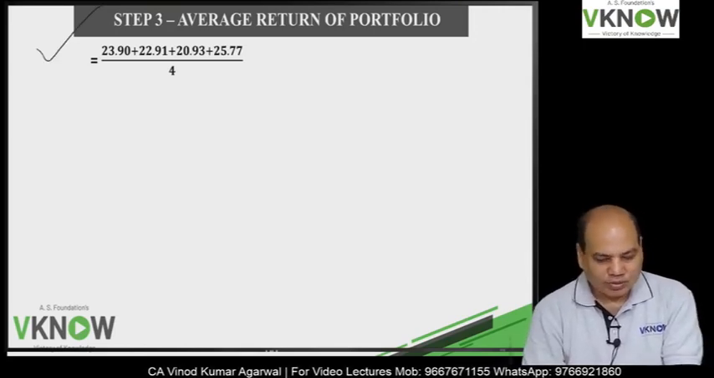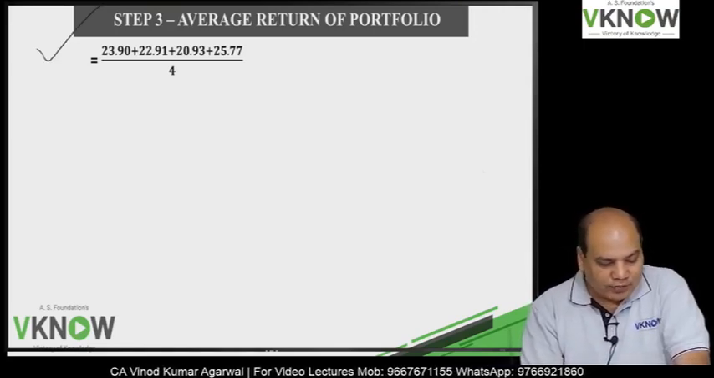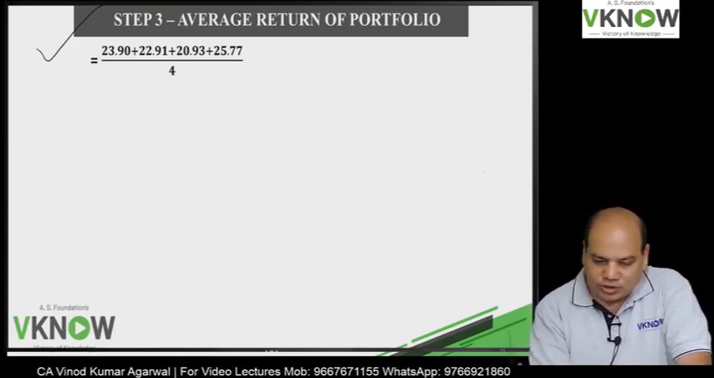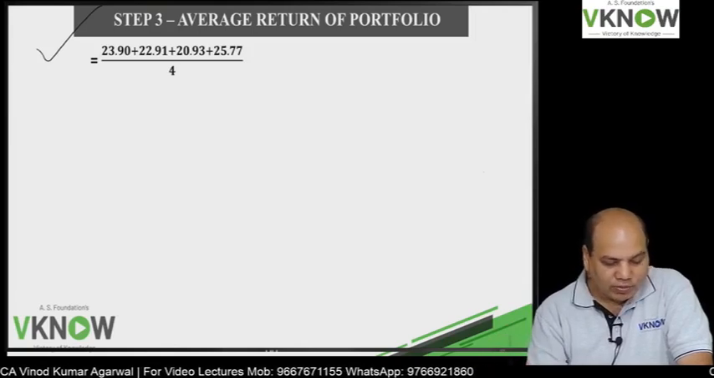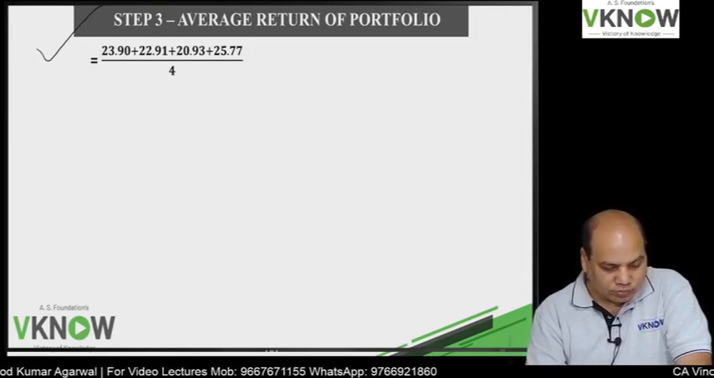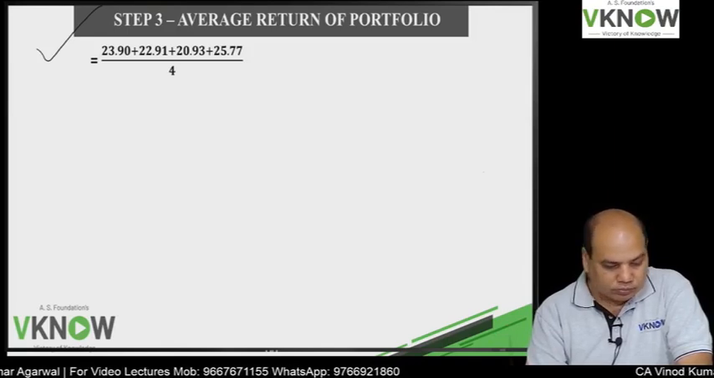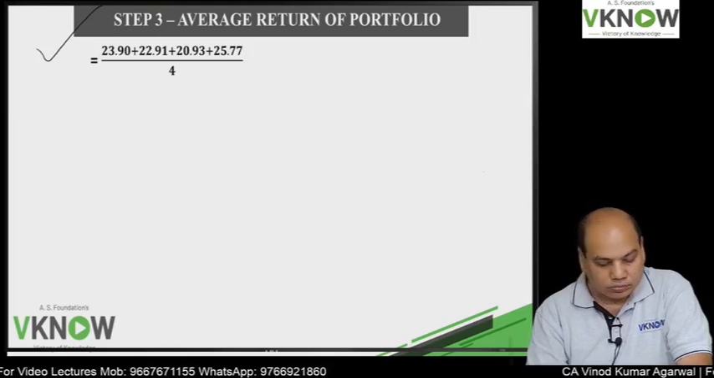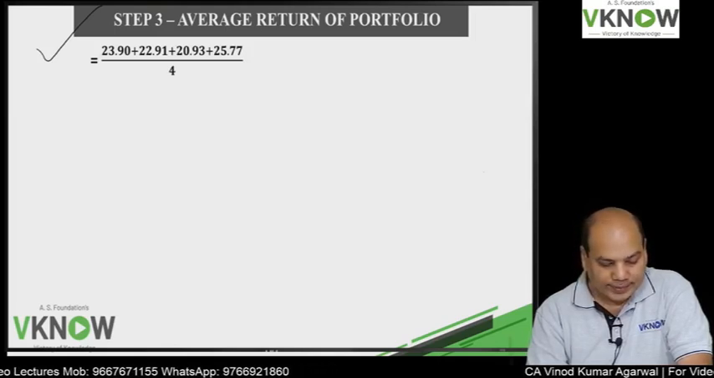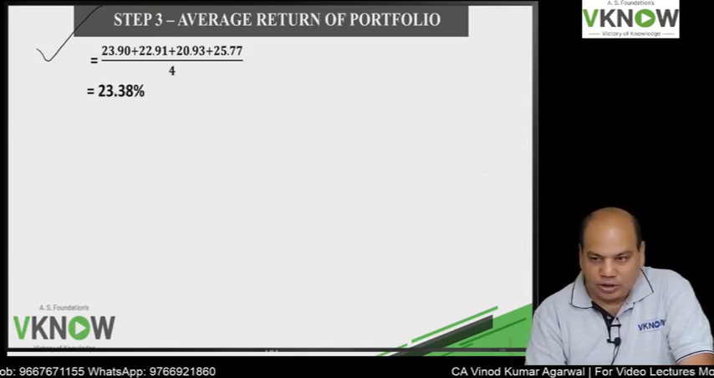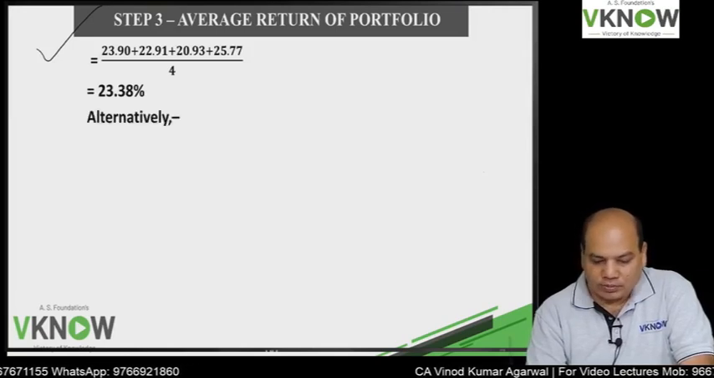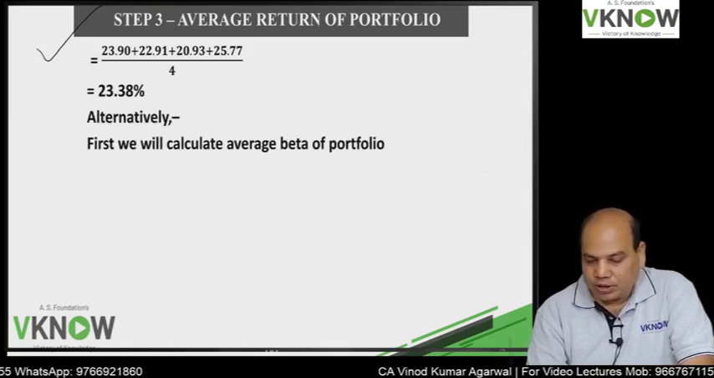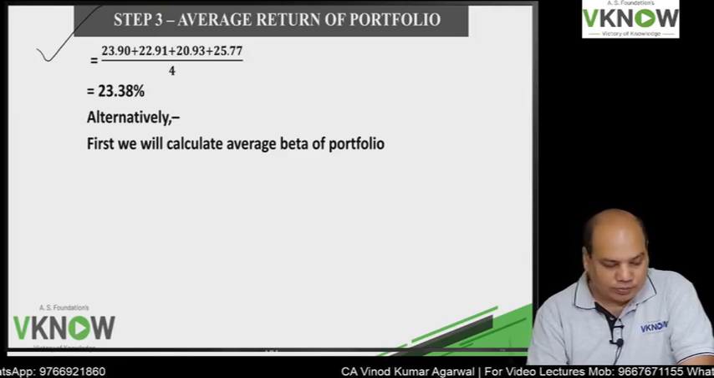Okay, so write down. Step 3. Average return of the portfolio. Just add those 4 answers and divide by 4. How much is that? Add total, divide by 4. 23.38%. You can stop here in the exam, but if you want to write an alternative presentation, write this also.